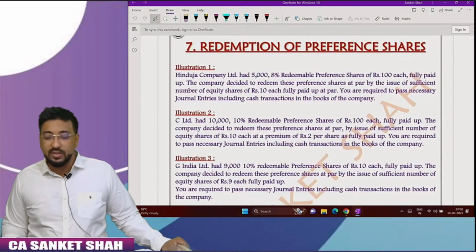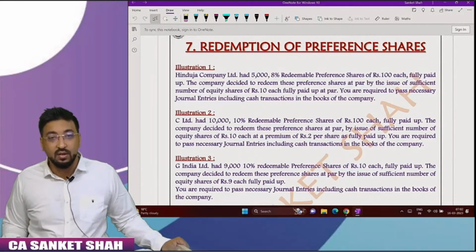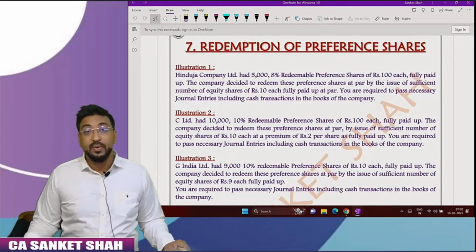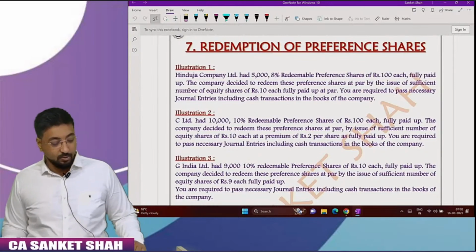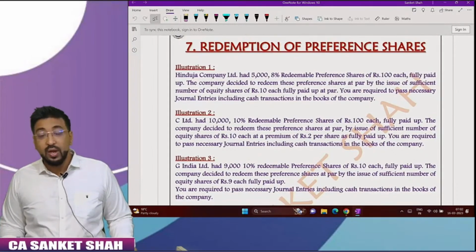Direct entry students, please regularly revise these entries. I have covered your 15 entries till now, so today I'm going to cover the last 5 entries. So friends, we started the first chapter with bonus shares. Let us quickly revise the bonus shares.